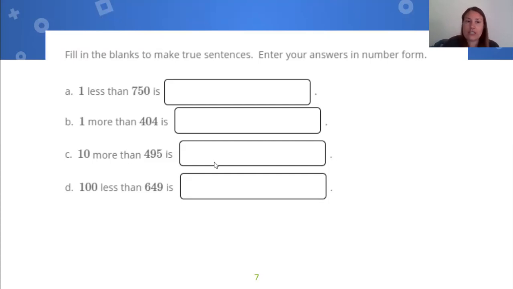But again, just pay attention to what it is asking. Is it asking less, so you're subtracting, or more, so you're adding? Are you working with the ones, the tens, or the hundreds place? Okay, start there, take your time, and you'll be great.